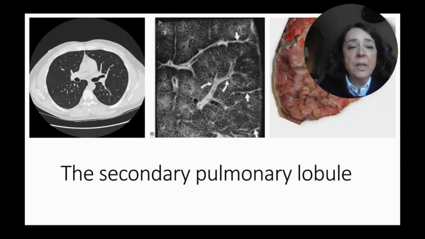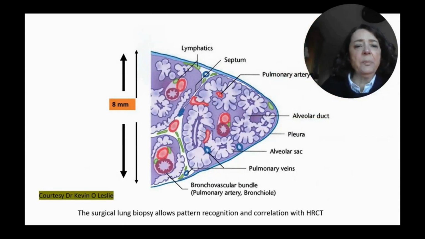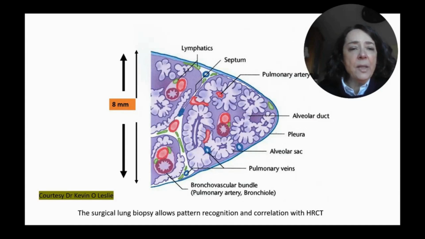And the most important is to know the anatomy, the architecture of the lung. So it is very important to know where we are when we have a biopsy. So it is important to identify the secondary pulmonary lobule. This is very simple. When you have a biopsy, the first thing I do is look at the pleura at the surface, and from the surface I try to identify the septa.